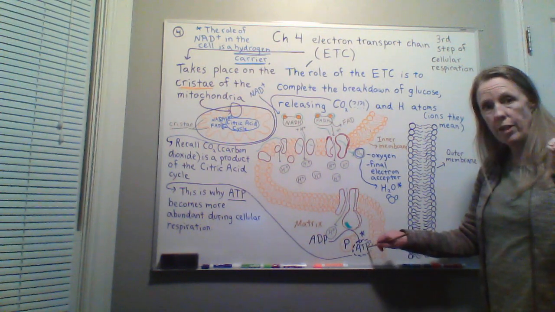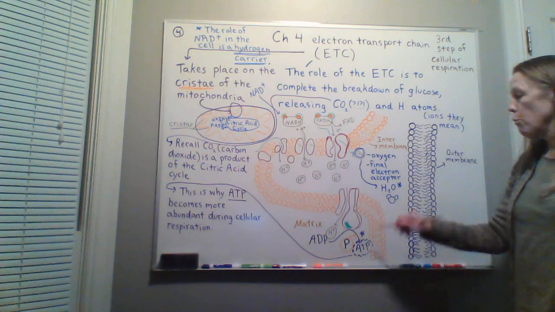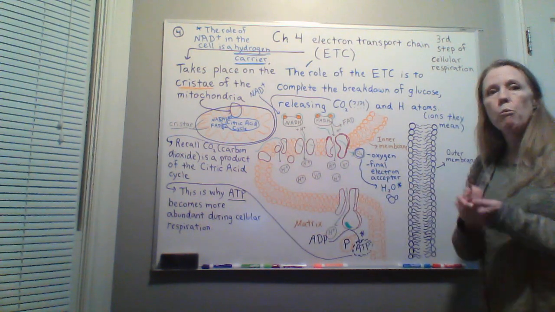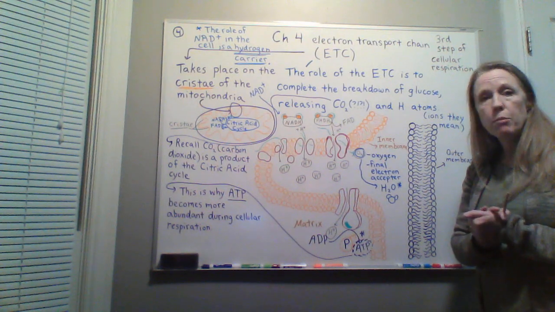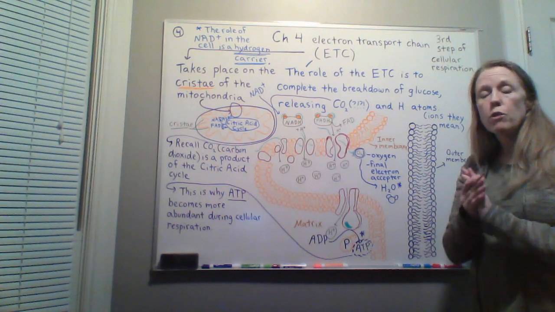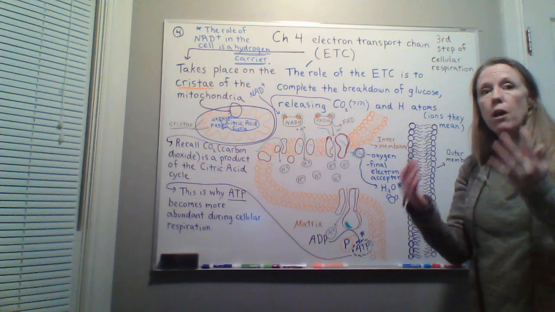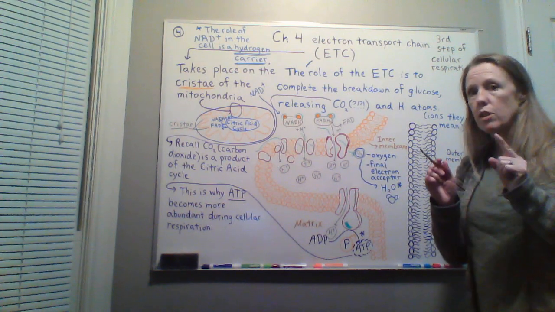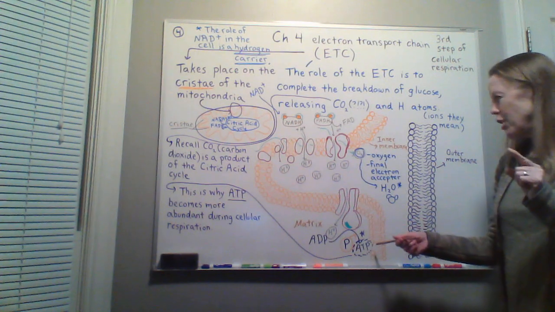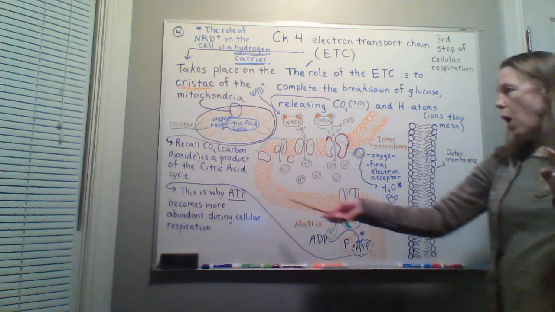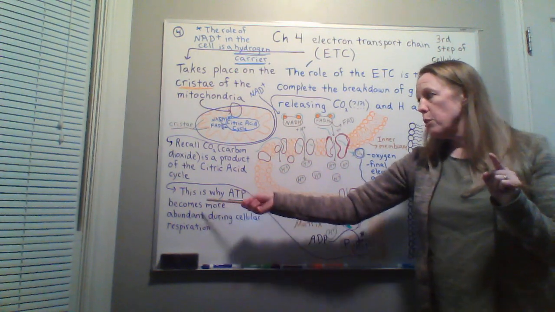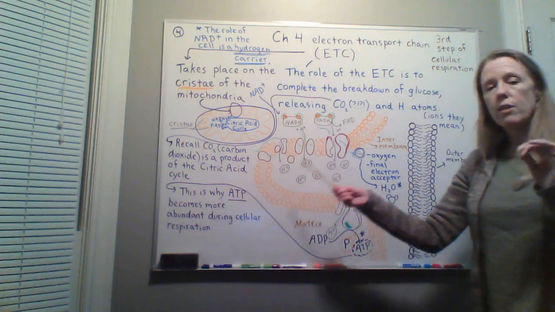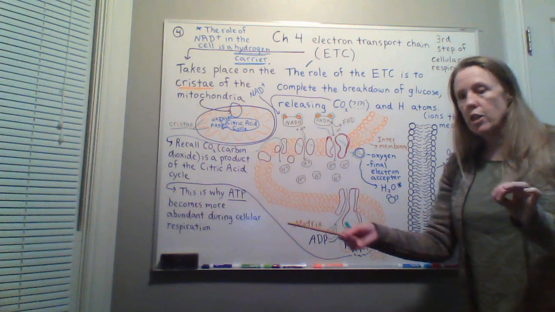ATP is the whole point of cellular respiration, and we are making a lot of ATP because we have a lot of hydrogens. And what are we doing with the ATP? We're using it for cellular energy, for the many processes that cells need energy for. Remember, it's the currency of the cell. This is why we say ATP becomes more abundant during cellular respiration, because the last part of cellular respiration is ATP.